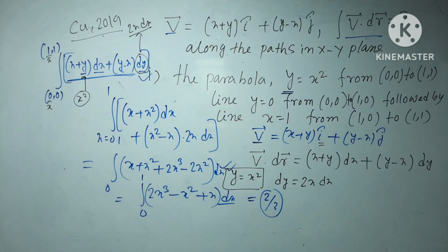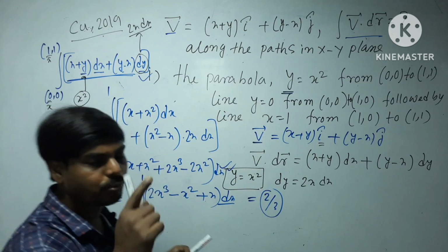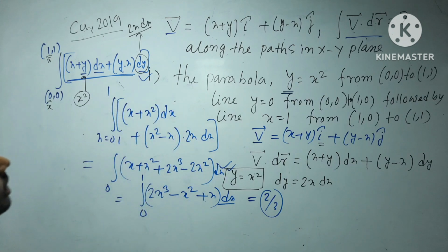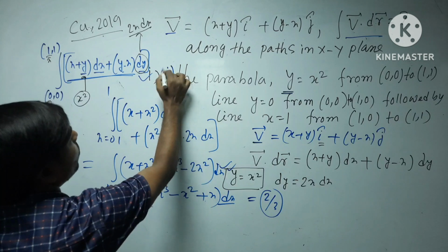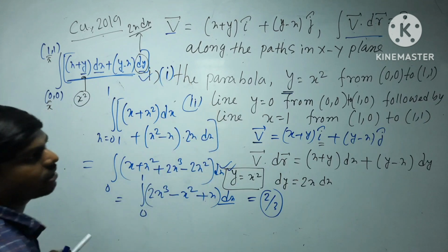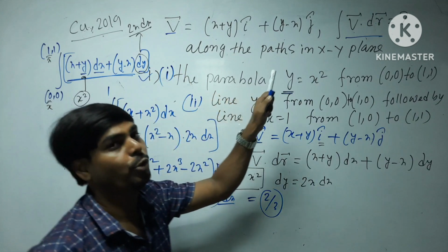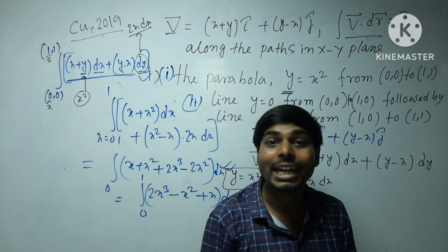So first problem we have solved the path. Problem 1 I have already erased, I think. No, okay, this is the problem 1. This was the problem 1, and this is the second path. Same integration we have to evaluate in a second path.